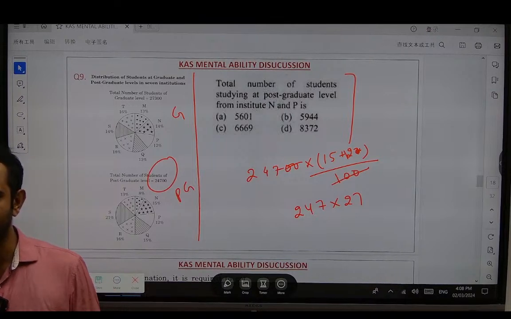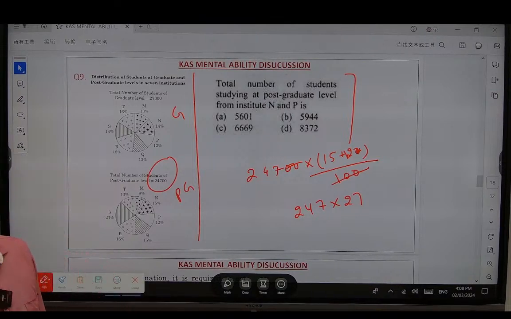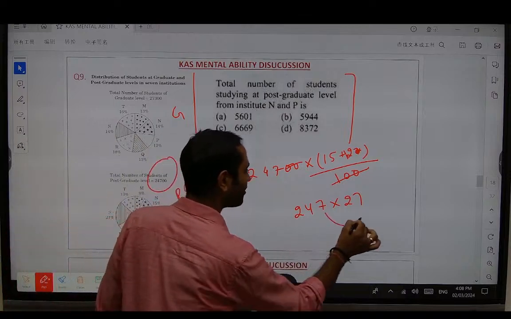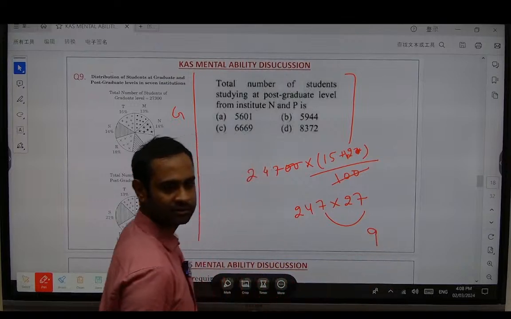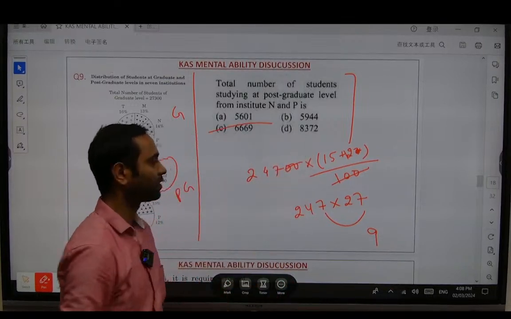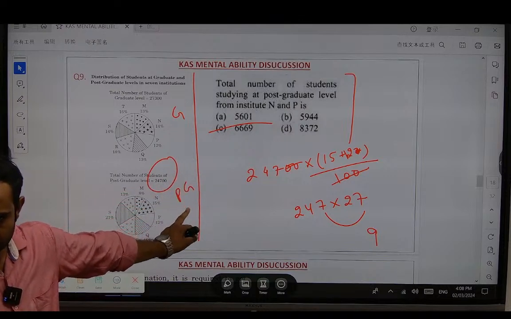Raise your hand. Who can multiply? See, 7 into 7 will be what? 49. Your last digit will be what? That's all. Done. I am not saying that every question you will get like this, but for this question it works.